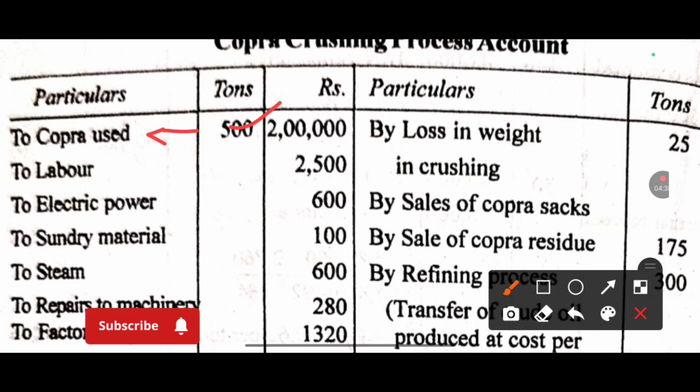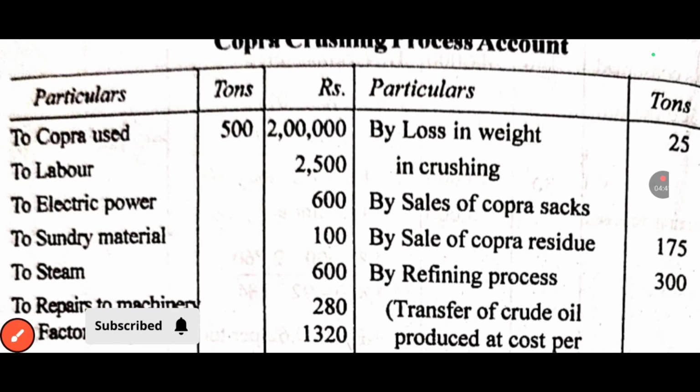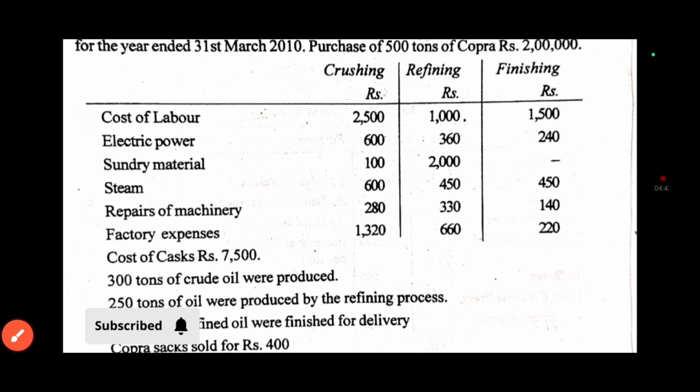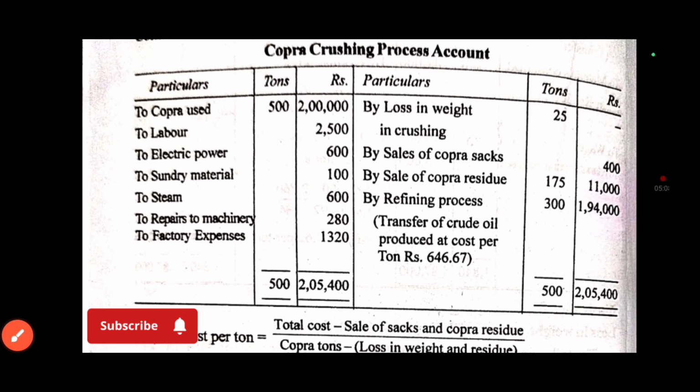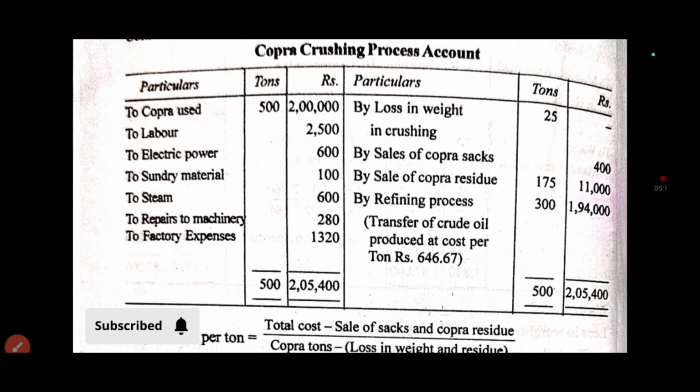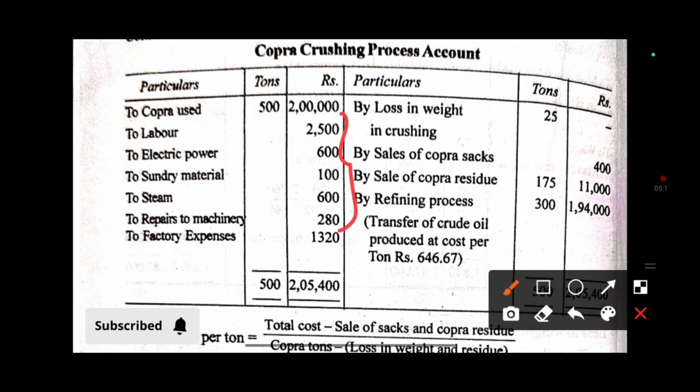Against this, you write copra used. Then the costs related to crushing copra we enter on the debit side. The input costs of crushing copra are labor cost 2,500, electric power 600, sundry material 100, steam 600, repairs of machinery 280, factory expenses 1,320. All these input costs are to be entered on the debit side of the copra crushing account. Accordingly, we entered all of them here.